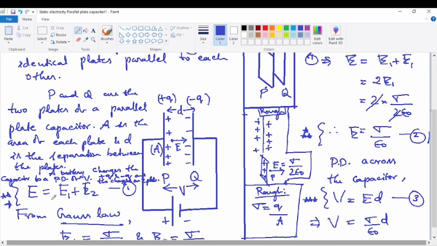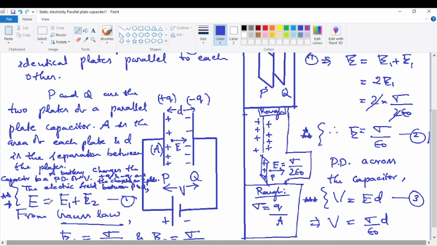So next, E is equal to, what is E here? Net electric field. I'm just moving the equation a little below so that one sentence can be written. So this way, there is no problem here. It can be understood. It will be neat only. So next, the electric field between P and Q.